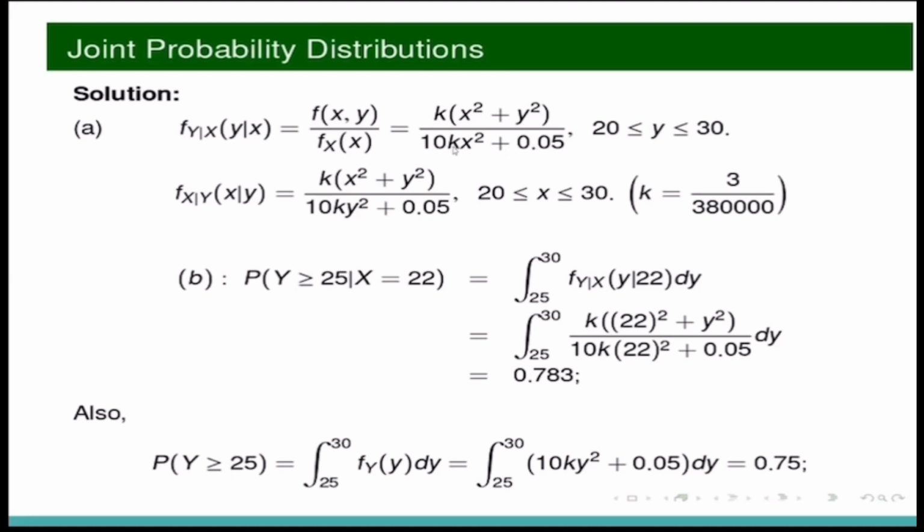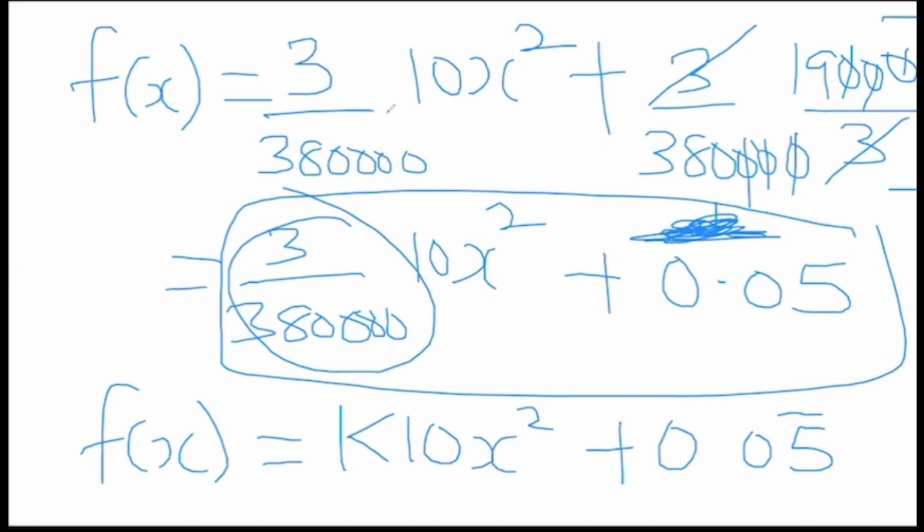The essence of getting back at k, don't forget, k is 3 over 380,000. Do you see that now? That's exactly what we got now. That's our f of x, so that is our f of s. You see that? That's super easy, right? So another way to write that, you can say 10k s squared plus 0.05.